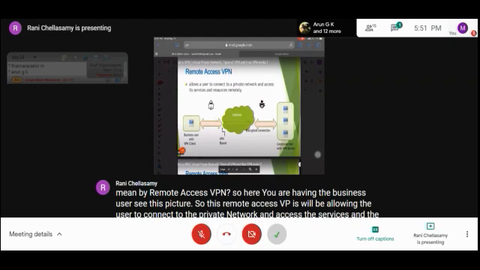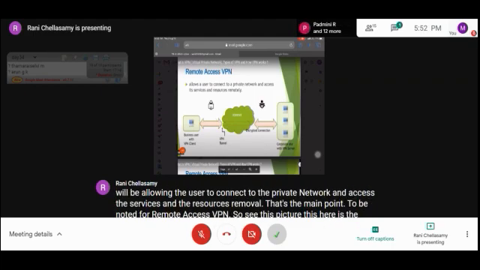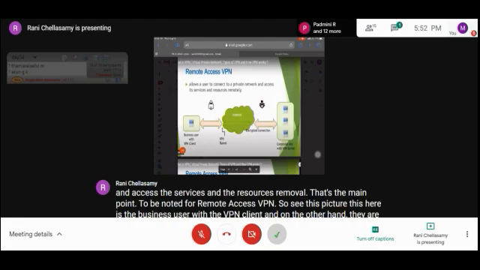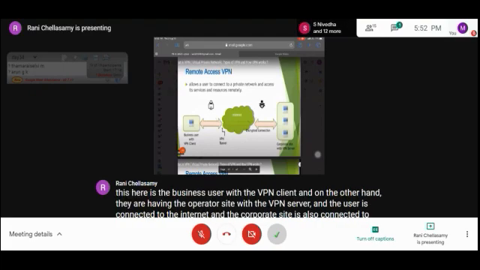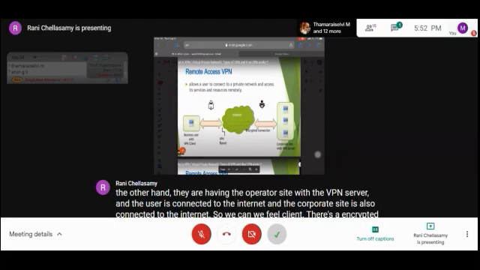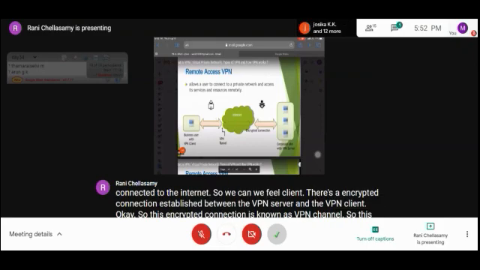So see this picture. Here is the business user with the VPN client, and on the other hand, you have the corporate site with the VPN server. The user is connected to the internet, and the corporate site is also connected to the internet. With the VPN client, an encrypted connection is established between the VPN server and the VPN client. Okay. This encrypted connection is known as the VPN tunnel. So this encrypted tunnel will protect the data between the VPN client and the VPN server.